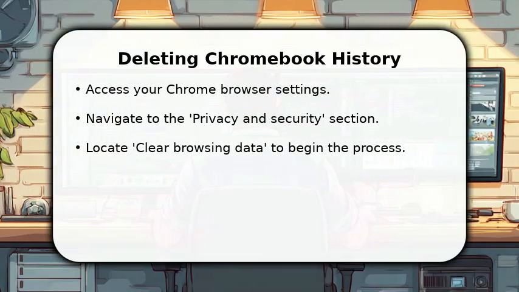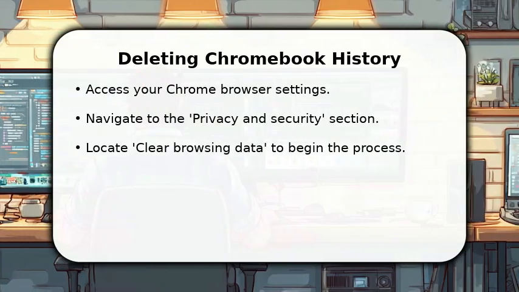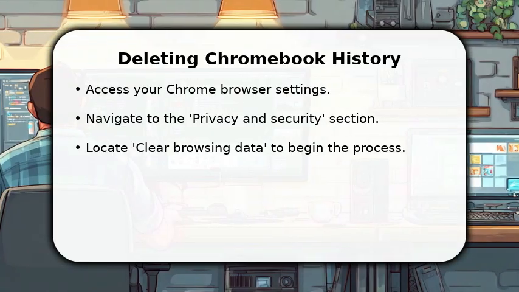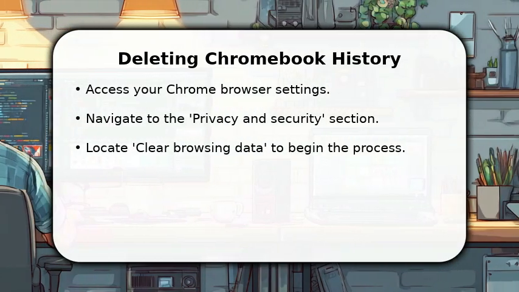Once in Settings, navigate to the Privacy and Security section on the left-hand side. Then, find and click on Clear Browsing Data to initiate the process. This is your first step towards managing your browsing information.